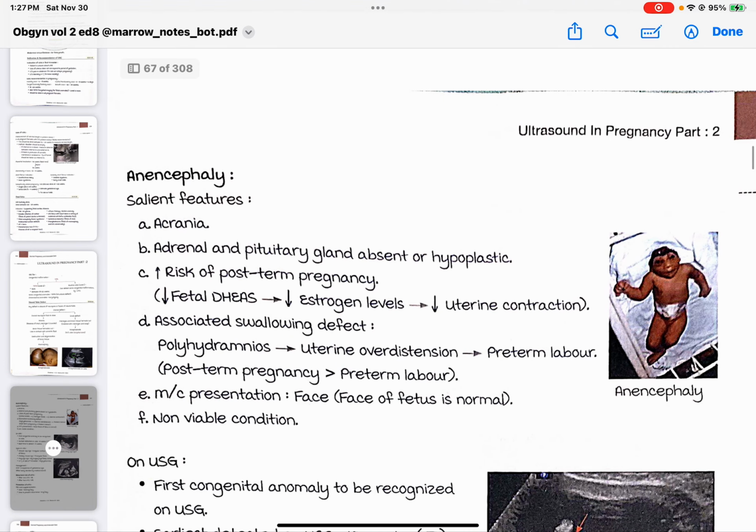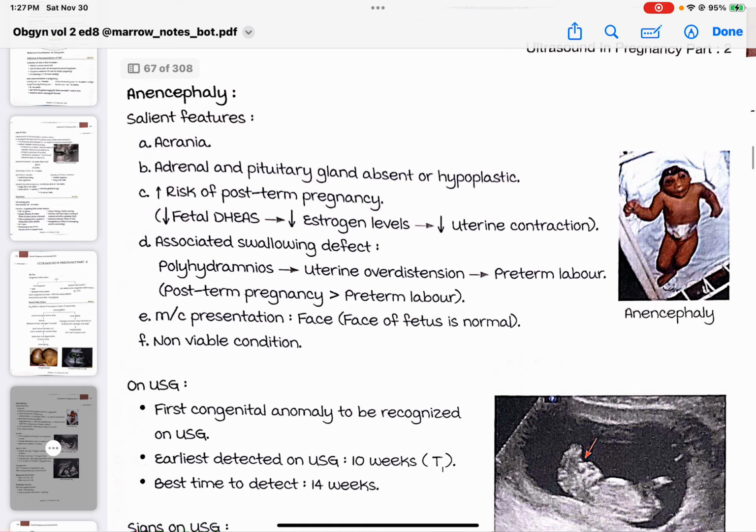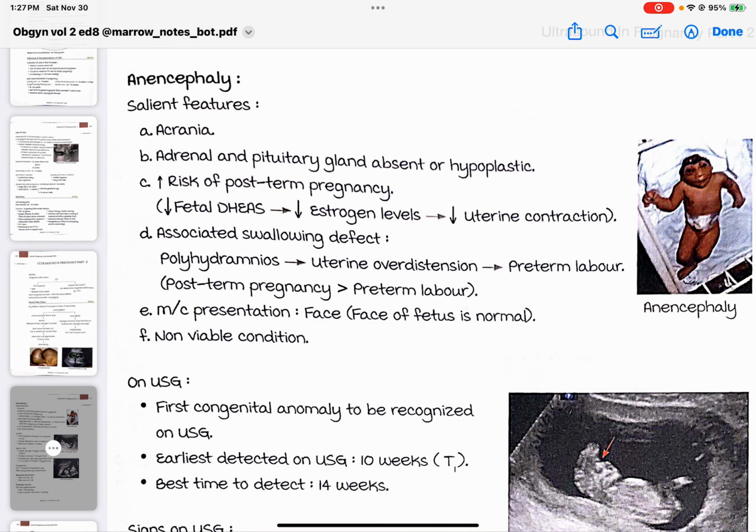Anencephaly, salient features: acrania, adrenal and pituitary glands are absent or hypoplastic, increased risk of postterm pregnancy, decreased fetal DHEAS, decreased estrogen level, decreased uterine contraction, associated swallowing defect, polyhydramnios, uterine overdistension, preterm labor. Postterm pregnancy is more common than preterm labor. Most common presentation, face of fetus, is normal.